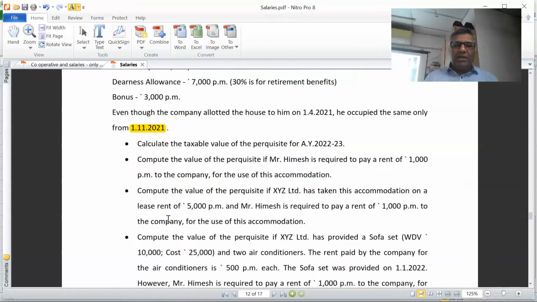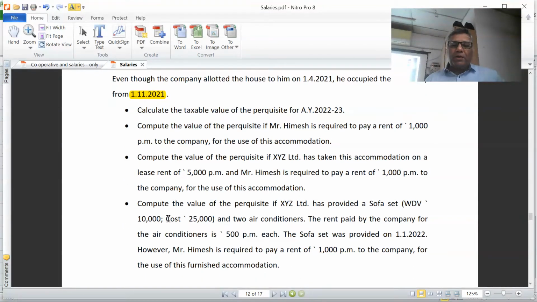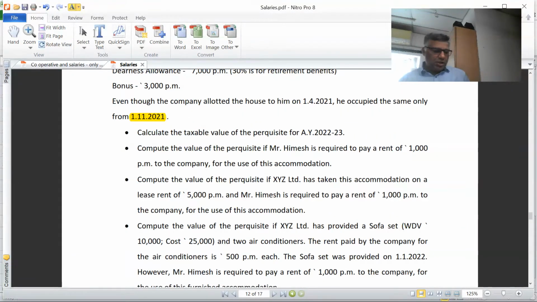Compute the taxable value of perquisite. Case B, compute the value of perquisite if Himesh is required to pay a rent of 1,000 to the company. Case C, compute the value of perquisite if the company itself has taken it on lease at 5,000 and Himesh pays 1,000. Case D, compute the value of perquisite if the company has provided furniture and 2 air conditioners. The rent paid by the company for air conditioner is 500. The furniture is provided from 1st January. However, Himesh is required to pay 1,000 to the company for the use of that unfurnished accommodation.